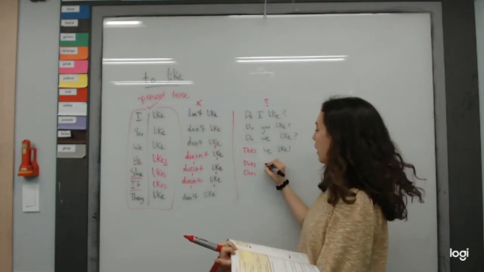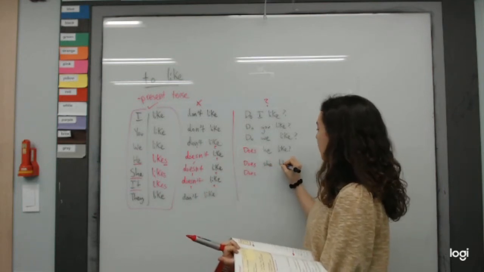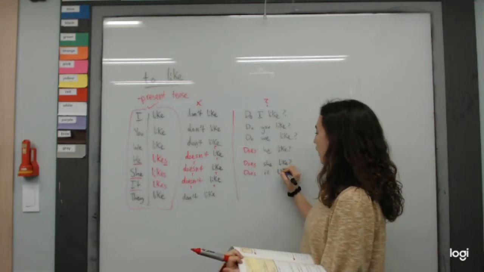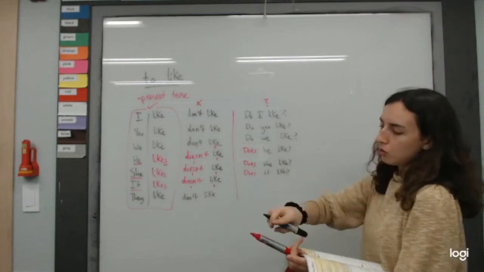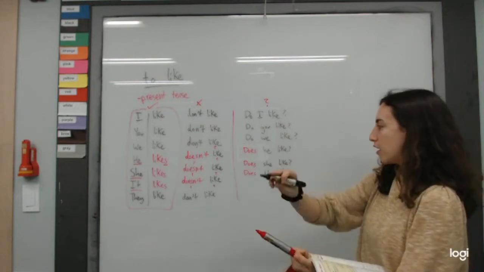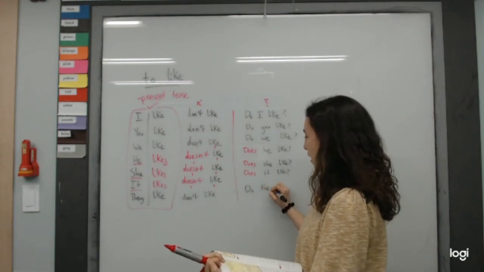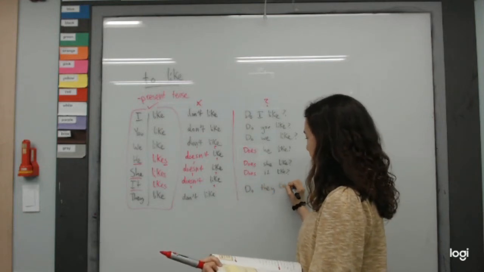When we are talking about one, he, she, it, we change the first one to does. Like do plus s. And last one, they, do they like? Okay.